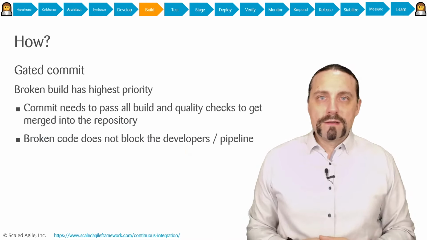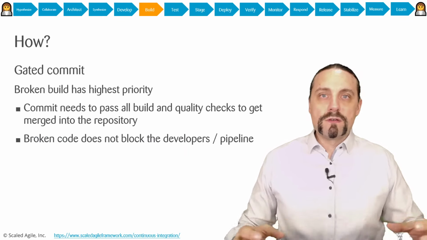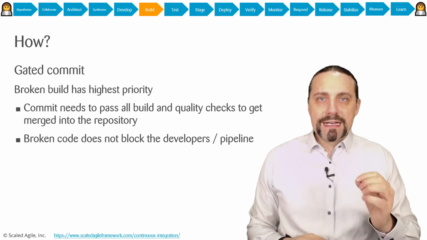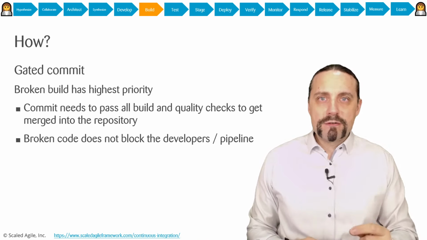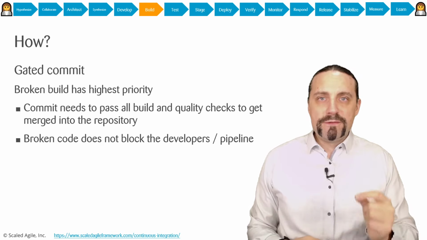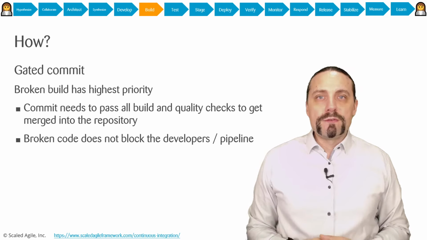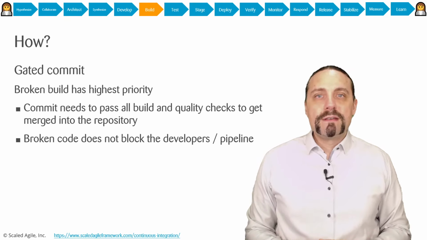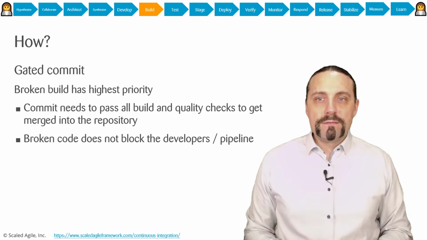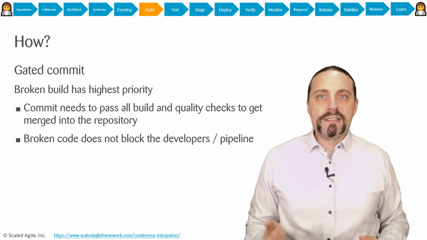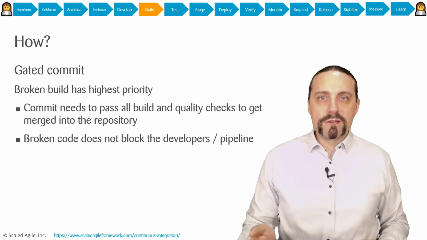A broken build affects other team members and also other teams. Therefore, a broken build always has the highest priority and needs to be fixed immediately. One of the strategies we can use to avoid broken builds is the gated commit. When we use gated commits, then the build server will take your newly committed code.